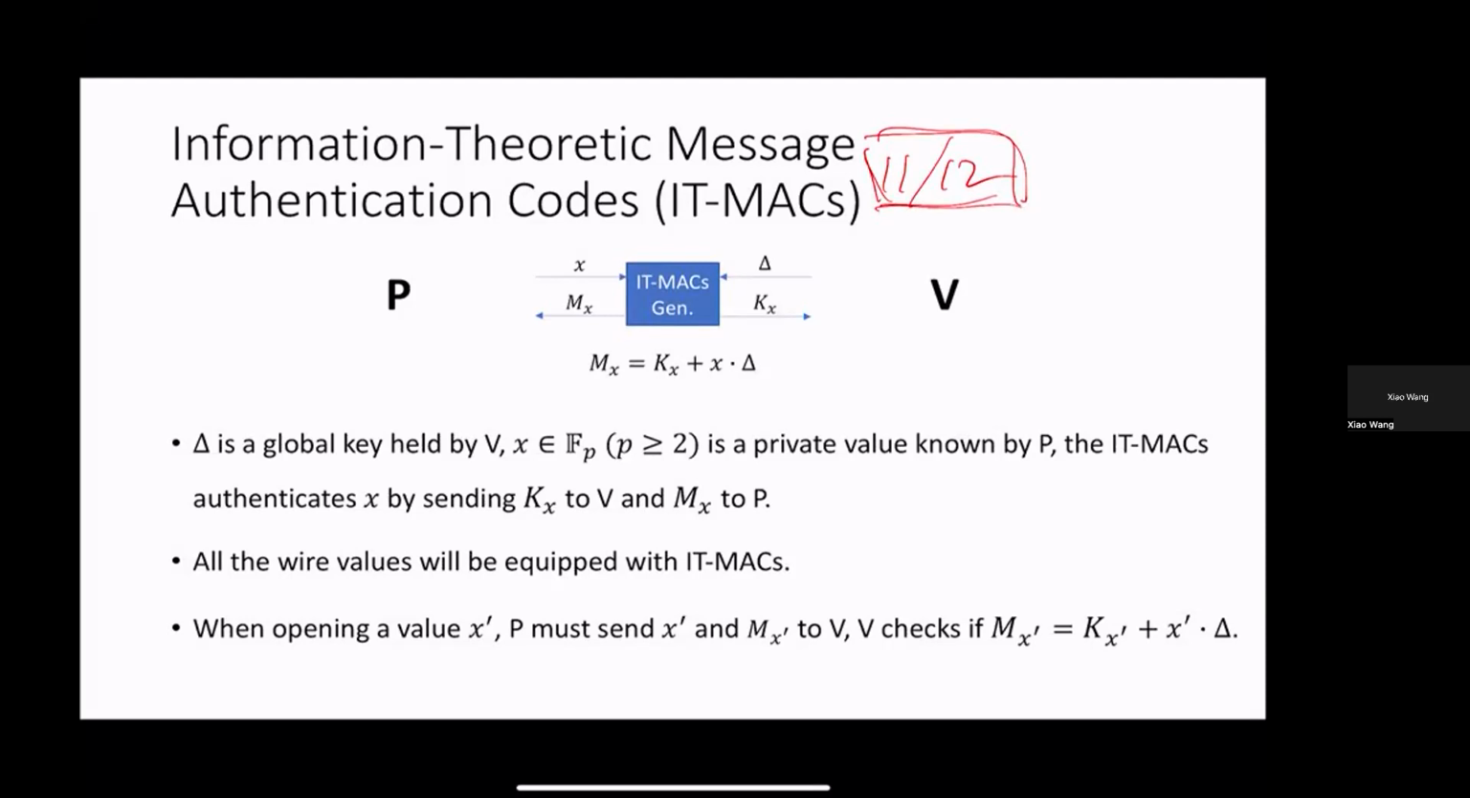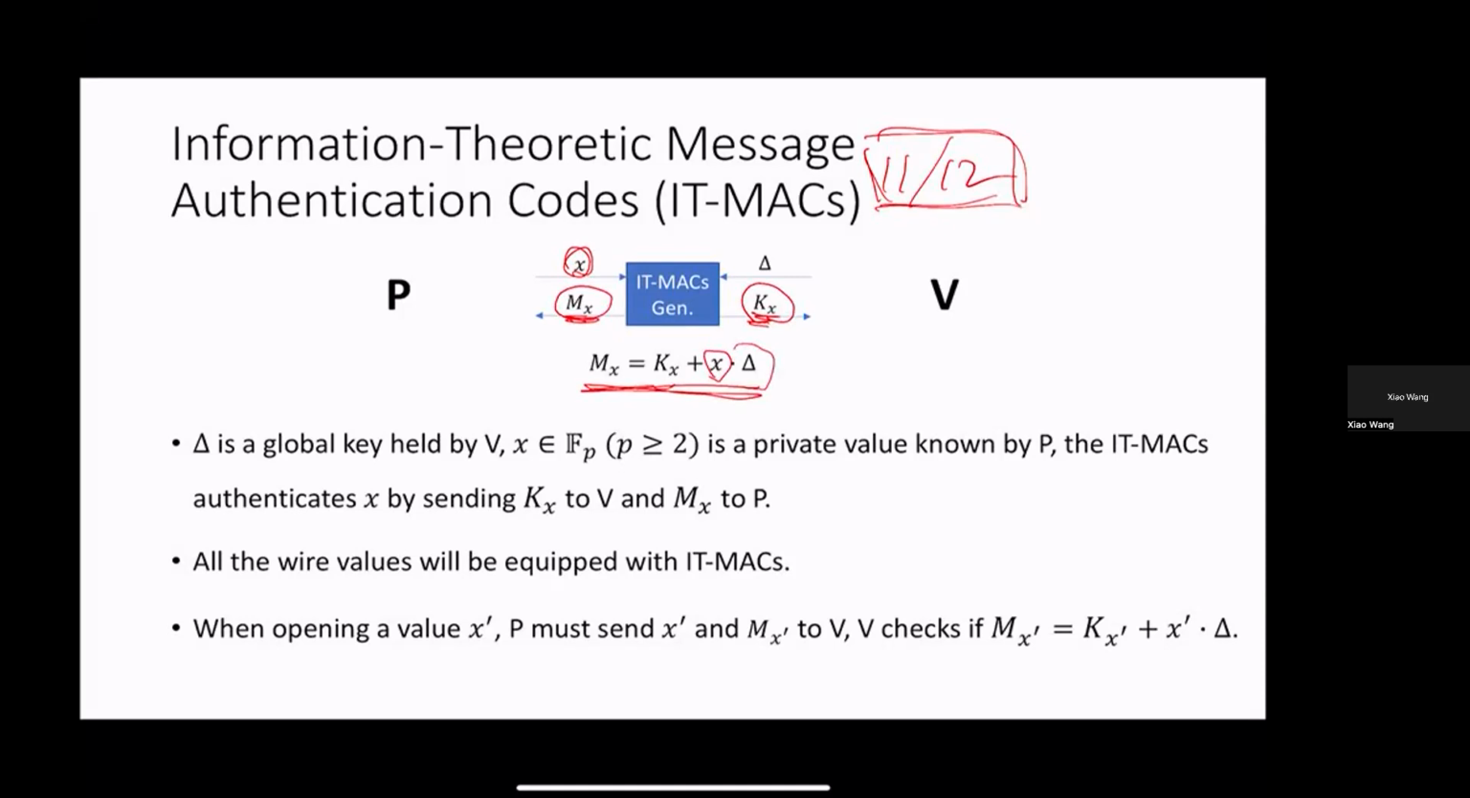Essentially, let's say a prover has a value x, and this protocol is going to generate two values, m and k, with this requirement: m equals k plus x times delta. What does it mean? It means that if x is 0, then the two values are the same, and if x is not 0, then the two values have a difference of delta, where delta is only known to the verifier.